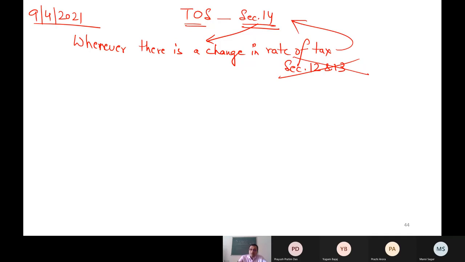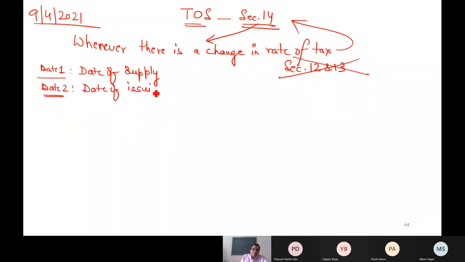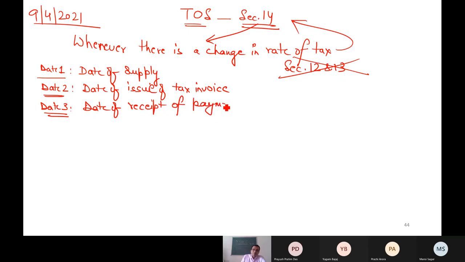So for this you have to learn three different dates. You are concerned with three different dates. Date 1, date of supply, when supply has happened. Date 2, date of issue of invoice, when invoice has been issued, invoice or tax invoice, one and the same thing. Date 3, date of receipt of payment. Now these three different dates you need to check: when you did the supply, when you issued the invoice, and when you received the payment.